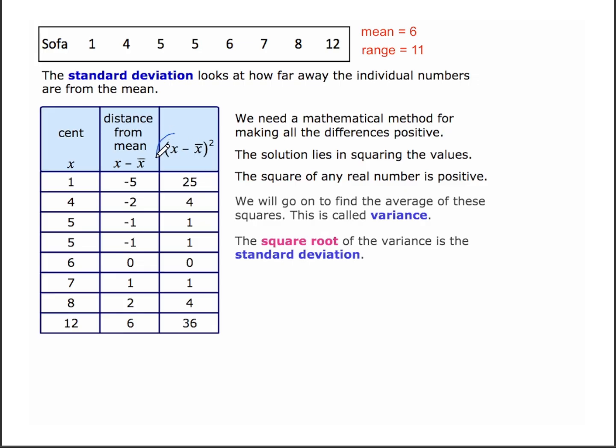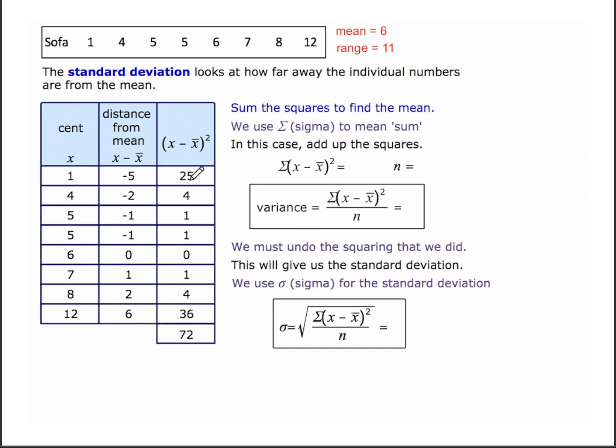So if we find the average of these squared distances from the mean, we get what we call the variance of the data. And then taking the square root of that average, or of that variance, we get what we call the standard deviation, which shows us how far the individual data points are away from the mean. So let's do that now.